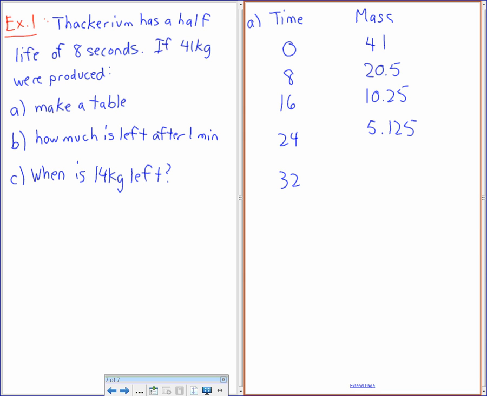32 is 2.5625? I should use smaller numbers. 1.28125. 0.64. Oh boy.